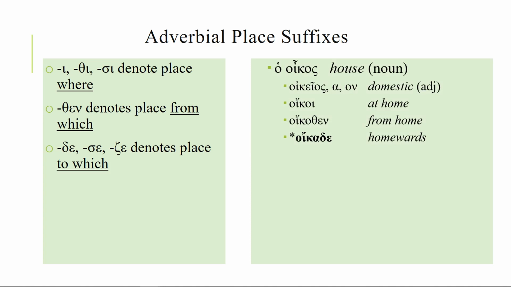That's a noun. It has a corresponding adjective, oikeios, that means domestic, plain old three-ending adjective. But if you take the stem of that and you add these place suffixes, you get adverbs. Oikoi, which means at home. It's basically what's left of the locative case, place where. Oikothen, from home, or oikade, towards home. And that one is in bold with an asterisk because it's going to be on your most common adverb list.